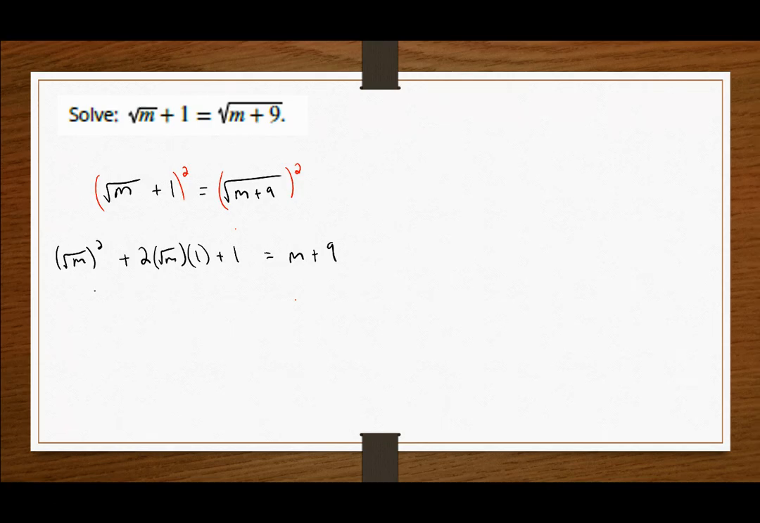So simplifying a bit here, the square root of m squared is just m. My middle coefficient here, plus 2 times the square root of m, plus 1 equals m plus 9. We have one radical left. If we can isolate it and repeat this process, we should be able to find a solution. Before we do all that, we need to isolate that term, however. So we'll subtract each of our other terms from one side of the equation to the other. By subtraction here, we're left with 2 square root of m is equal to 8.